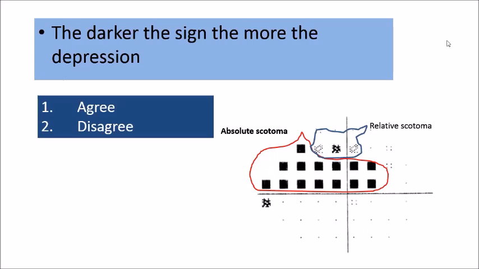Okay. Now I have 12 persons. I'm going to show you the results. We have 2 persons who say agree, and the remaining don't agree. Actually, I am with the majority. This is not something we need to agree with. This does not mean this is an absolute scotoma, and this does not mean this is a relative scotoma.